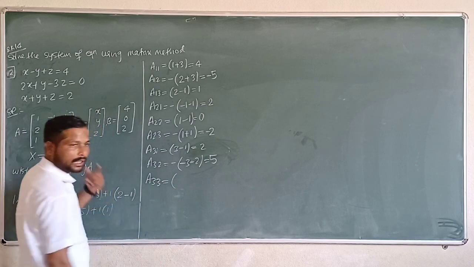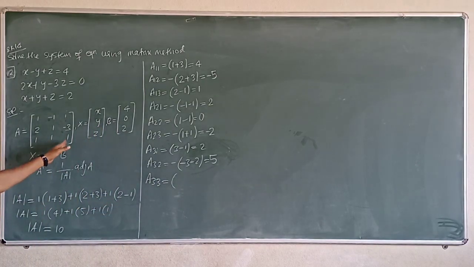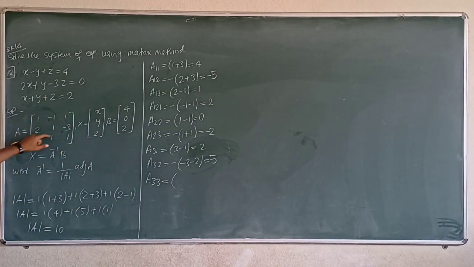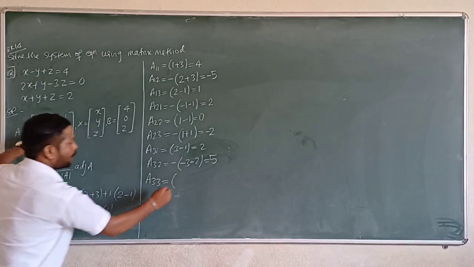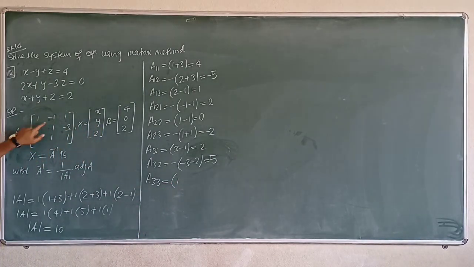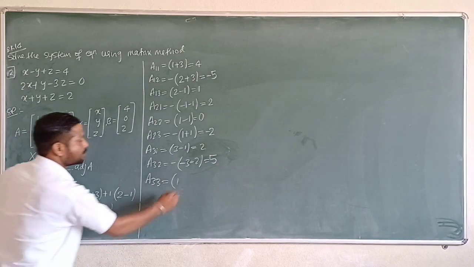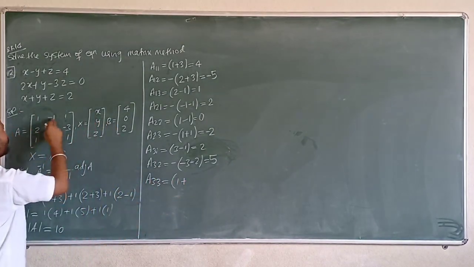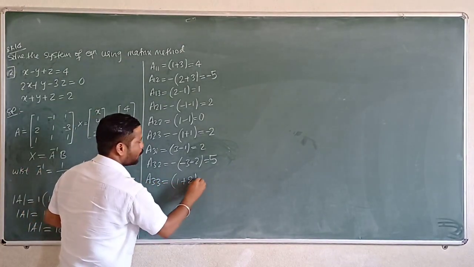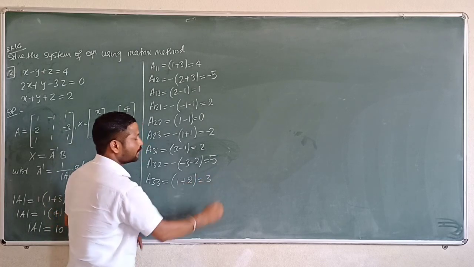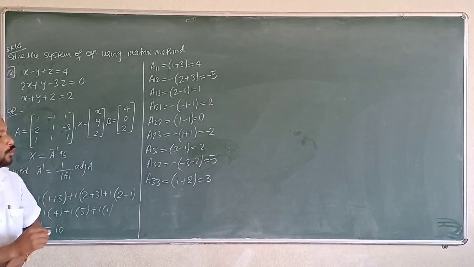A33 is positive now. Delete third row, third column. Then these are the 4 elements now. Right. 1 ones are 1. Right. Plus into minus, minus, minus into minus, that is plus now. 2 ones are 2. Right. 1 plus 2, that is 3 now. These are the cofactors now.